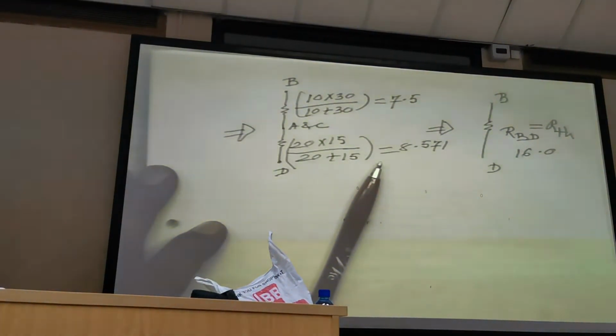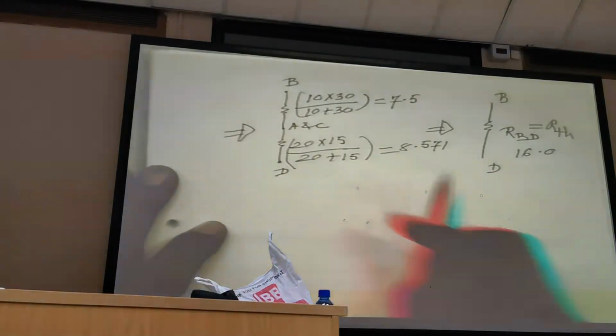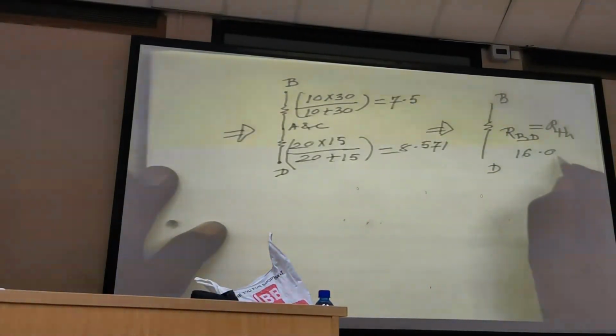What did I do? 7.5 plus 8.571, 16.071, I am getting. Yes, sir. So this is your Thevenin. Clear? Step 1 is done. So now we are going to step 2. Anyone, any objection here? No, sir. No? Okay, let's go to step 2.